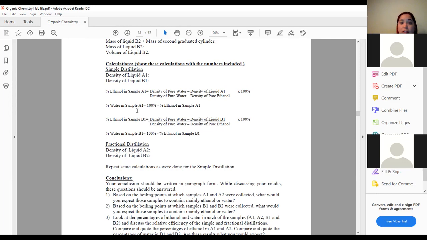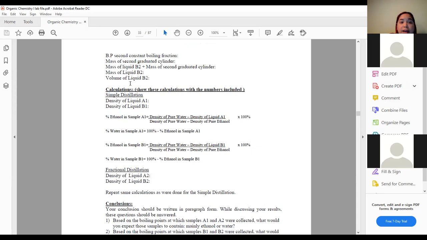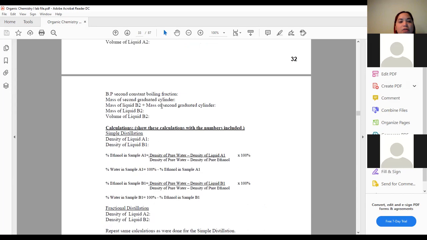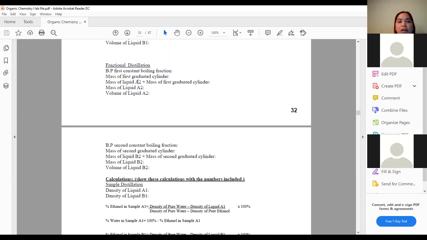But for Friday, we need only the data. You don't need to do the calculations. But if you want to do it, it's okay with me. But as I require, it's only the data, okay? You need to have the values for mass and volume and calculate the densities. Up to that point, it's okay with me, okay? Once you have those, you can submit in the lab notebook and the Dropbox folder. Make sure you do it before Friday, okay?